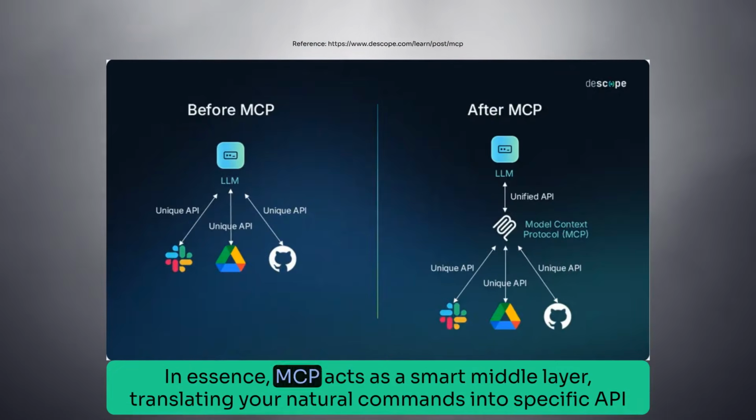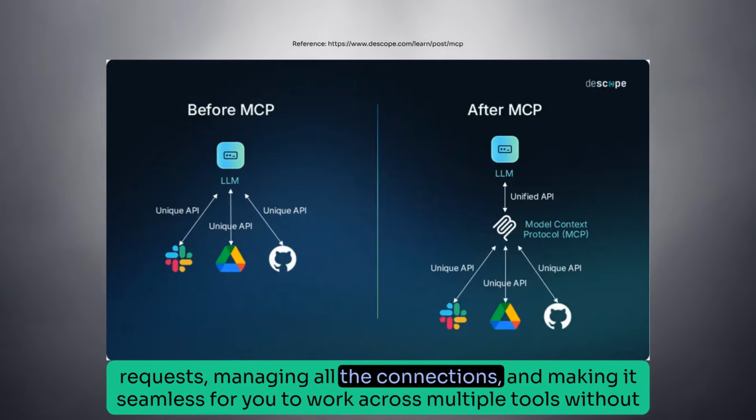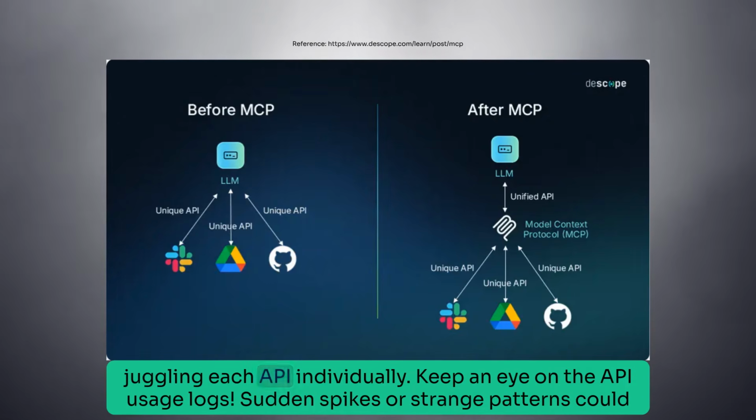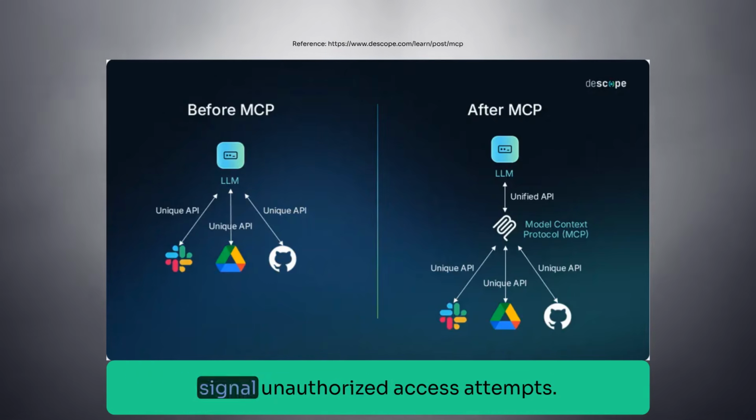In essence, MCP acts as a smart middle layer, translating your natural commands into specific API requests, managing all the connections, and making it seamless for you to work across multiple tools without juggling each API individually. Keep an eye on the API usage logs. Sudden spikes or strange patterns could signal unauthorized access attempts.